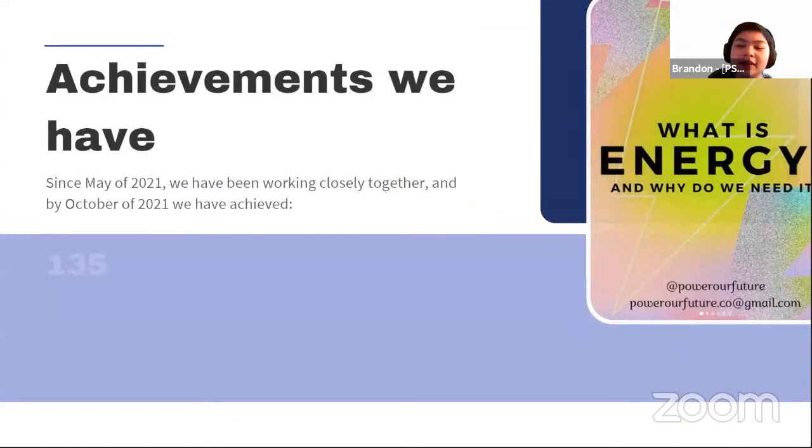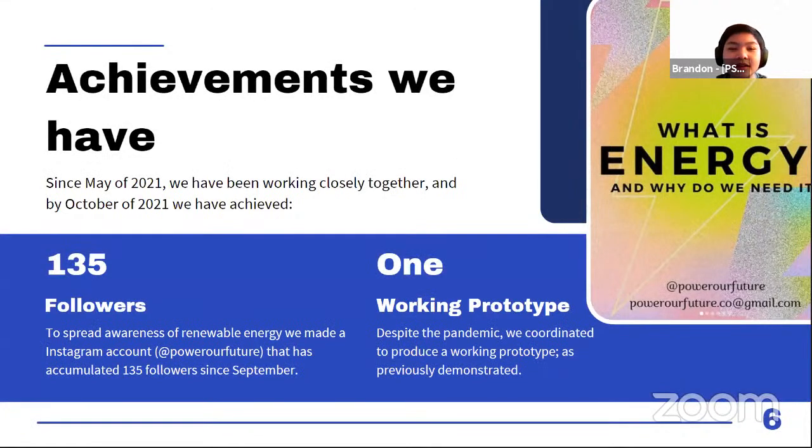Okay, thank you, Dylan, for the explanation. And now I'm going to talk about our progress so far. After working together for around 3 months, we managed first of all to make an Instagram account called Our Future, and we have gained around 135 followers in the span of 1 month. And as explained before by Dylan, we have made one working prototype that we will try to improve and evolve over time.